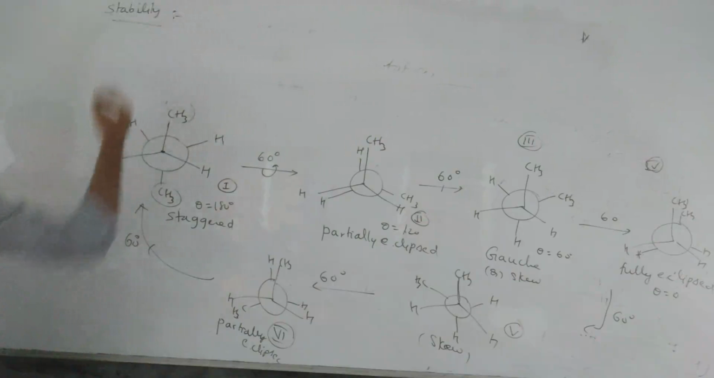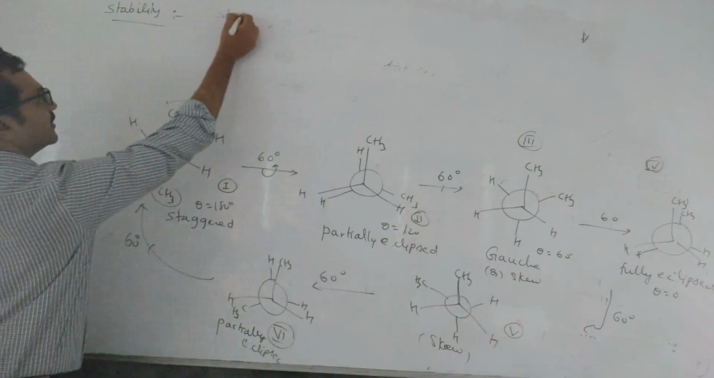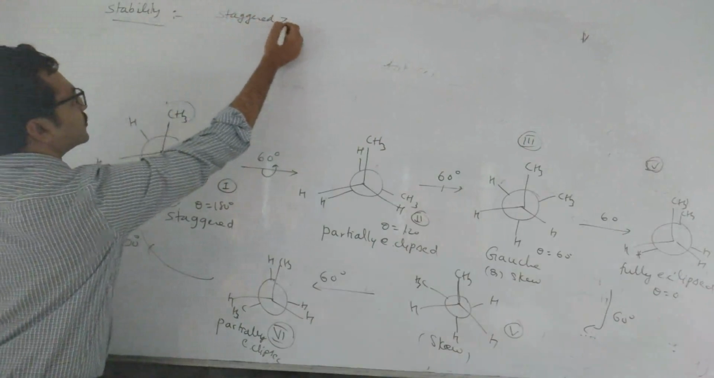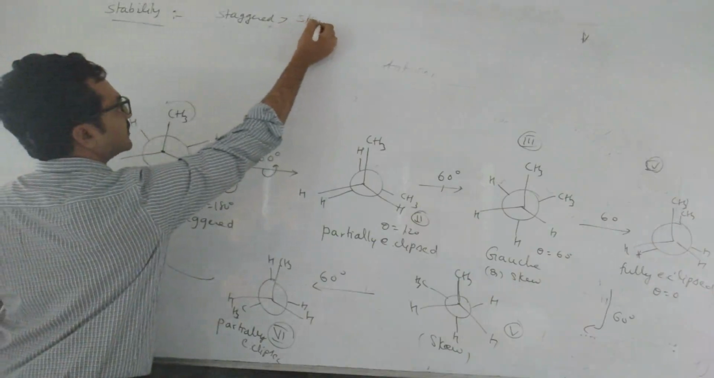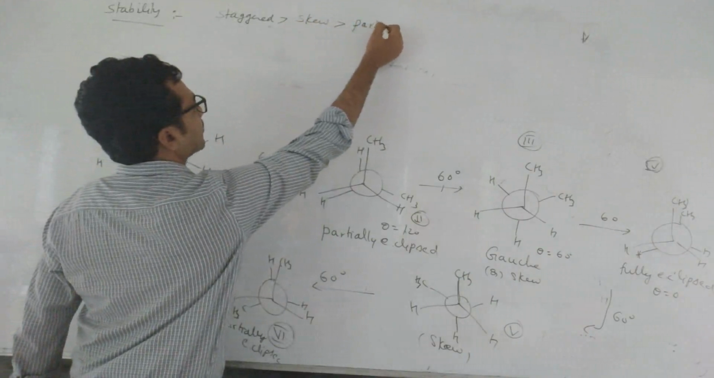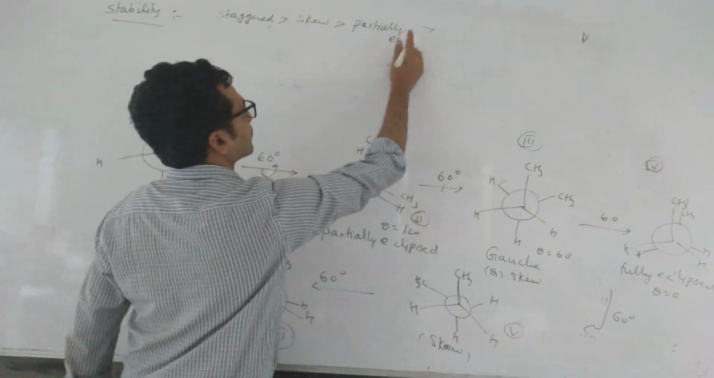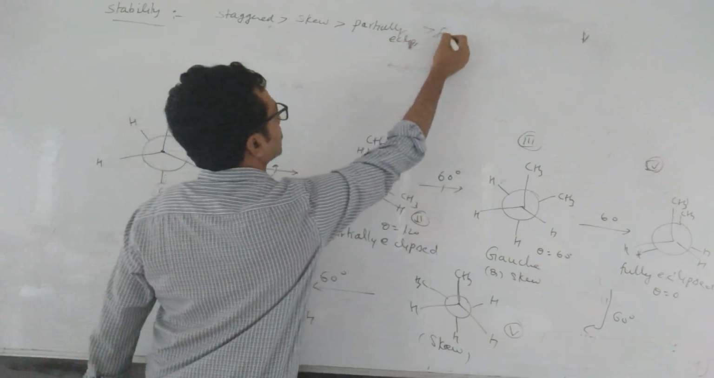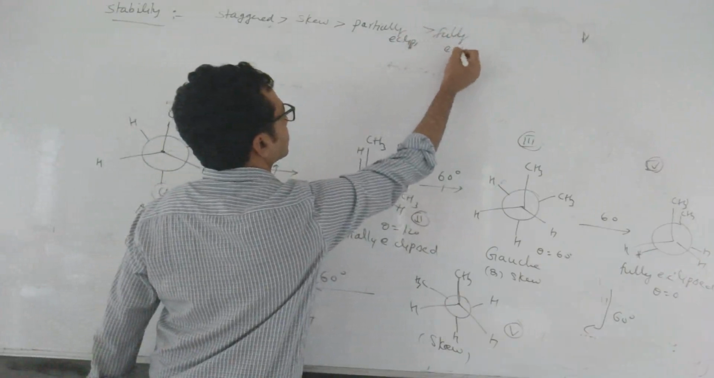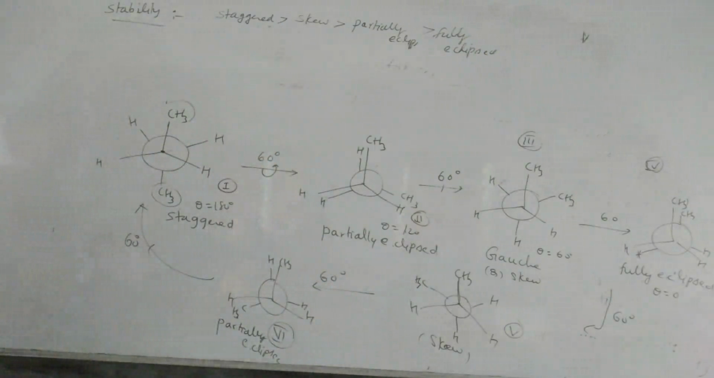Stability, can anyone say which is more stable, children? First one, staggered is more stable generally. After staggered, skew form will come because somewhat distance is more. After skew, partially eclipsed will come. After that, fully eclipsed. So this is the stability order of these isomers. Okay, staggered, skew, partially eclipsed and fully eclipsed.